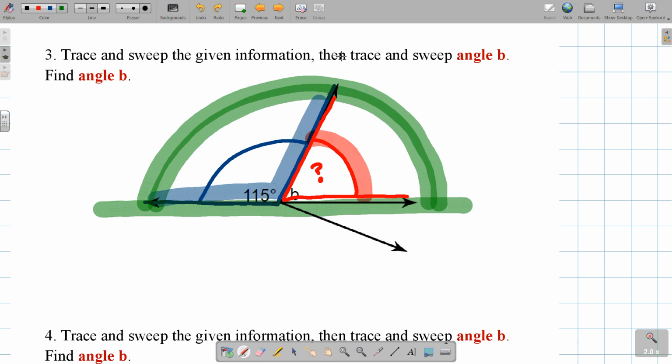Trace and sweep the given information. Trace and sweep angle B. Find angle B. Let's see what our given information is here. Our given information, first we have the 78 degrees. So let's just trace and sweep that 78.